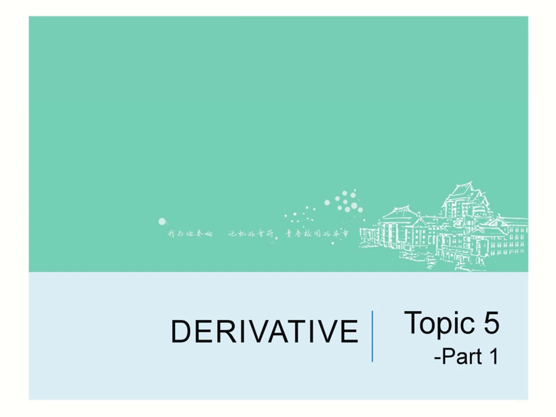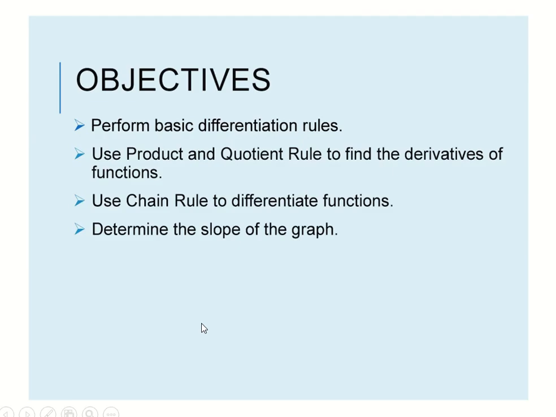Welcome to chapter 5. Under this topic, we are going to learn differentiation, or in other words, a derivative. This word derivative has the same meaning as differentiation. After this chapter, you should know how to perform the basic differentiation rules. Under the basic differentiation rules, there are two rules, called the product rule and the quotient rule. We need to know how to use these two rules to find the differentiation of a function, and also how to use the chain rule to differentiate a function.